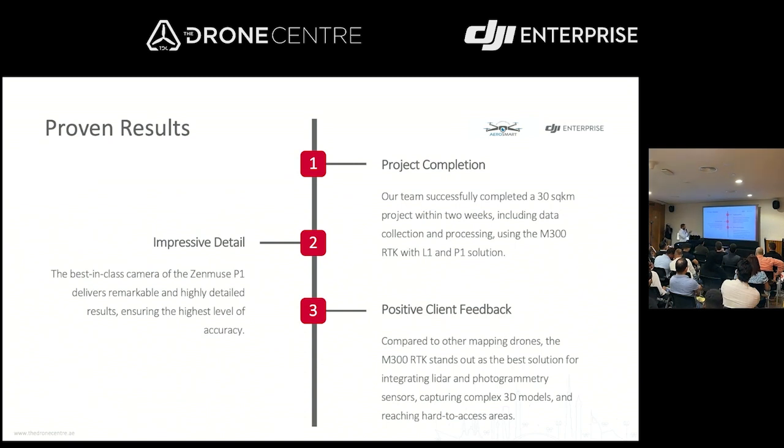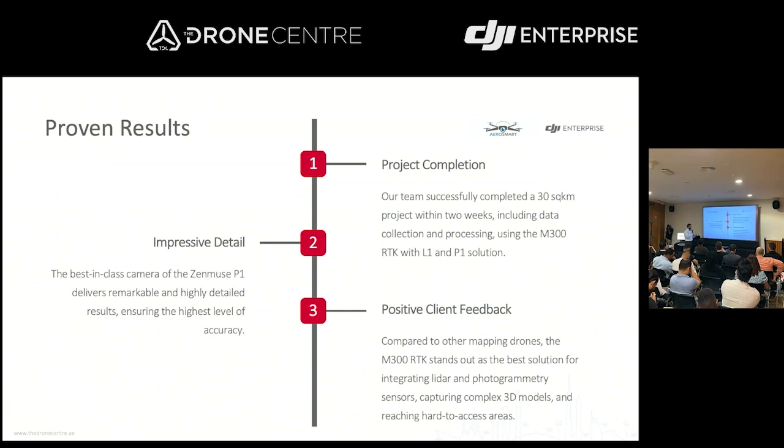And very impressive detail, the best-in-class camera, the Zenmuse P1. It's a 48 megapixel camera. As Sam was explaining in detail how the P1 can work in a better way, it delivers remarkable and highly detailed results and very high accuracy photos, and they could create the 3D maps.